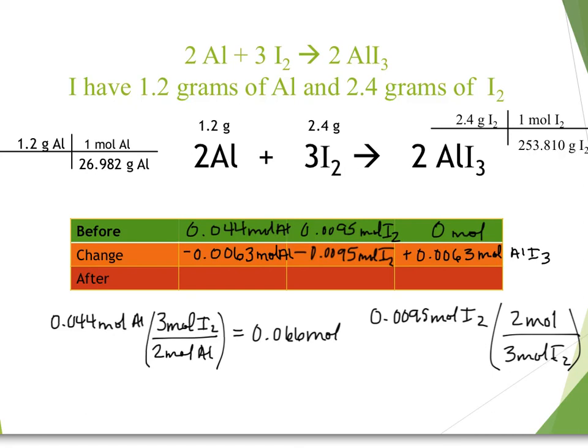So in the end, we end up with 0.038 moles aluminum left over, 0 moles of iodine left over, and 0.0063 moles aluminum iodide produced. And then if you needed to from here to find either how much excess reactant is left or how many grams of aluminum iodide you made, you just have to set up your conversion from moles to grams, using the molar mass of whichever thing you're figuring out.